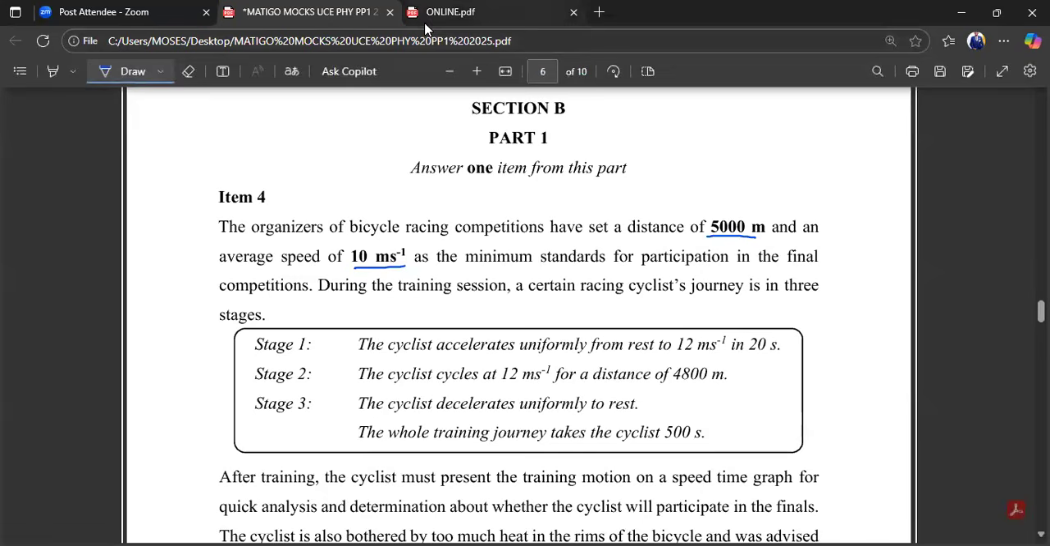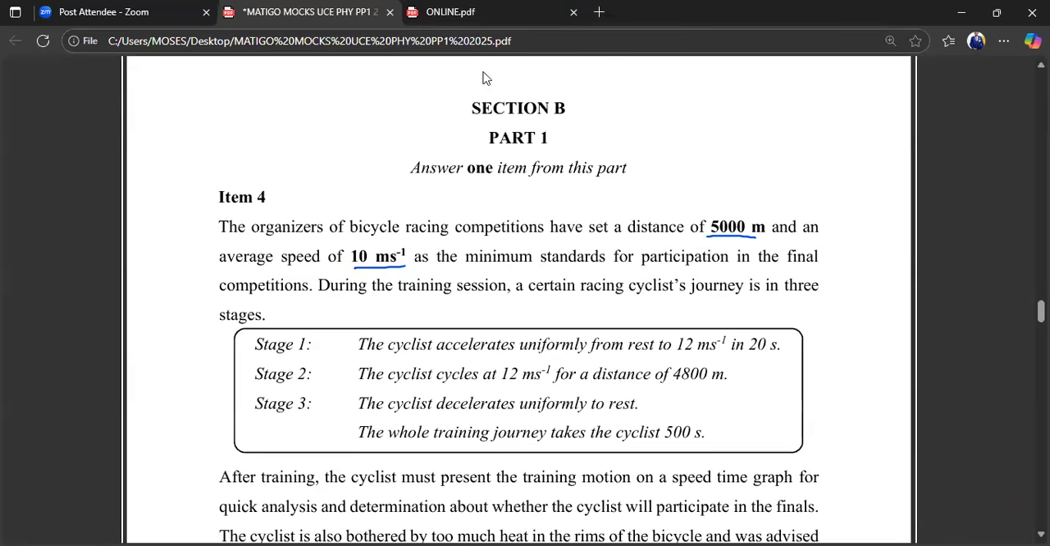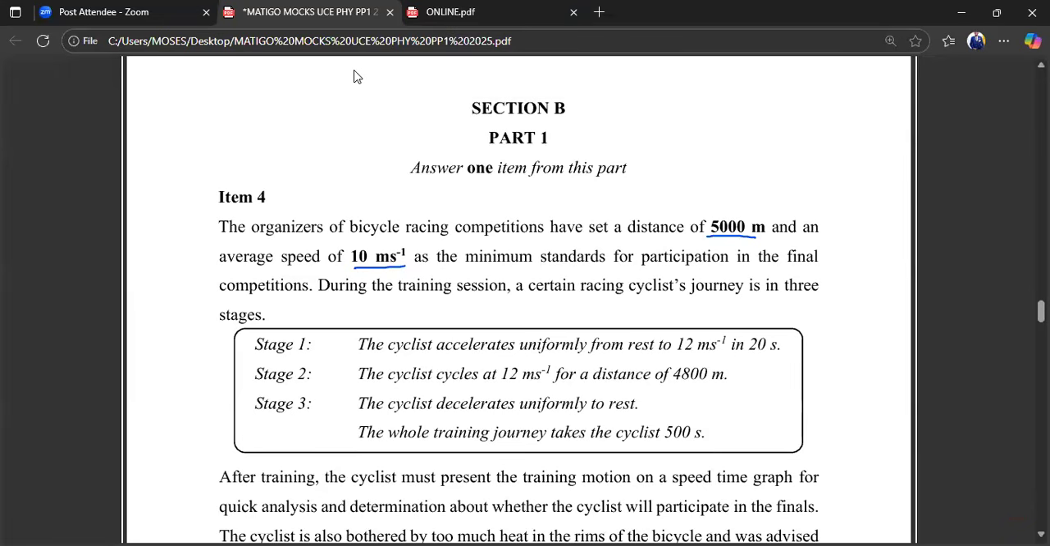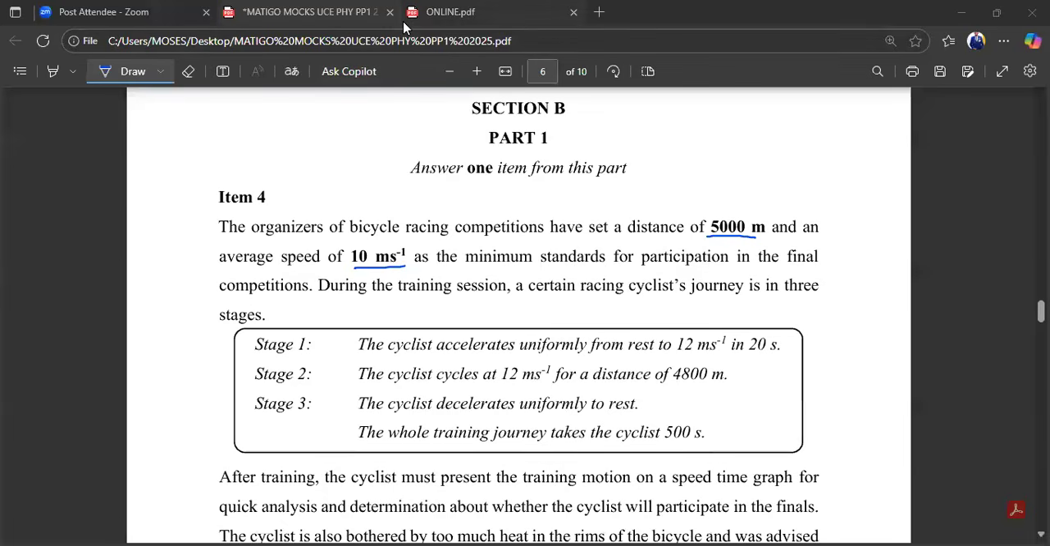Analyzing the stages, we are going to go to display. I'm going to display a plain page here. Are you able to see my screen?